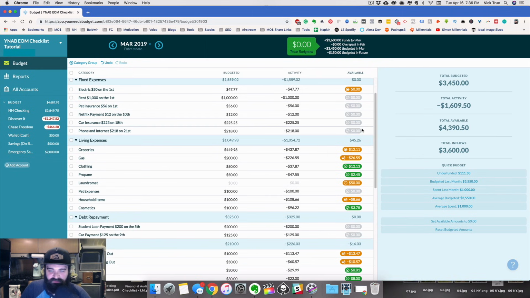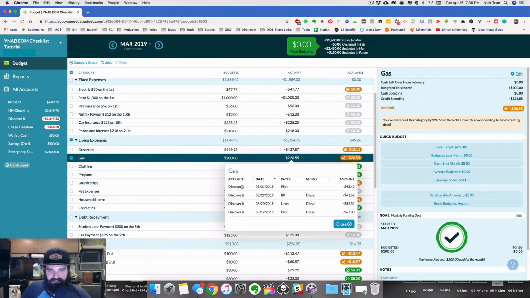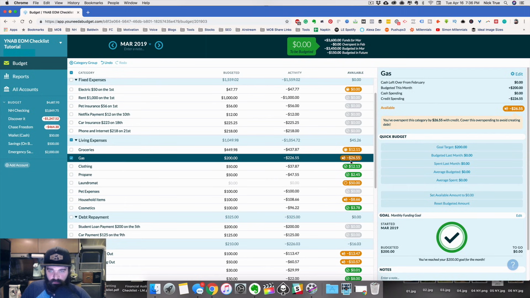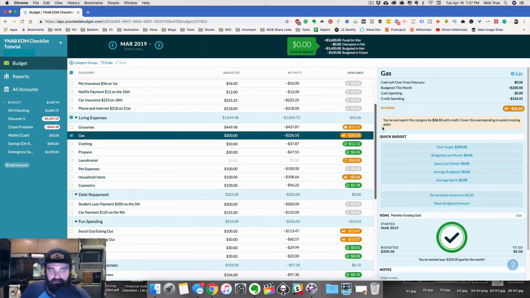Okay. Now you'll also notice that you can have negative overspending in orange, or yellow if you're colorblind like me. In this case, I budgeted $200 for gas and I spent $226.55. If I click here, I can see that it was all done on the Discover card, which is why this overspending shows up as orange with this little credit card symbol right here. Now, just scrolling through my categories, I have some money left over elsewhere, so I could definitely pull from those categories, but I want to show you one thing that could be throwing you off in particular.